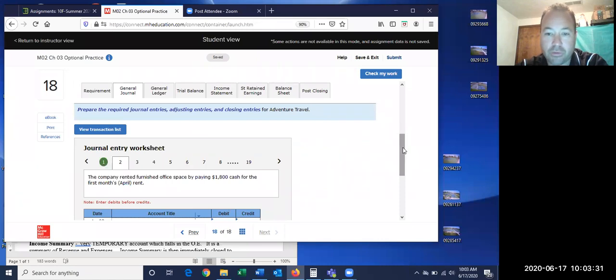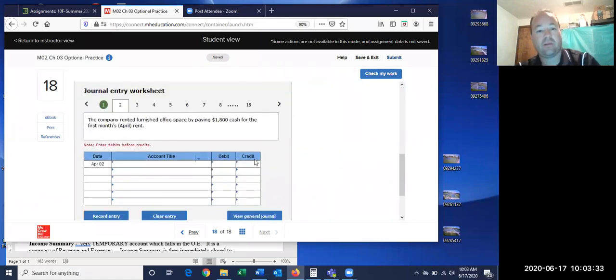All right, number two. The company rented furnished office space by paying $1,800 cash for the first month of rent. So we're getting the benefit now in April, and we're only getting it now. It's not for the next couple of years. So we can do this just as a normal rent expense. So rent expense, $1,800.